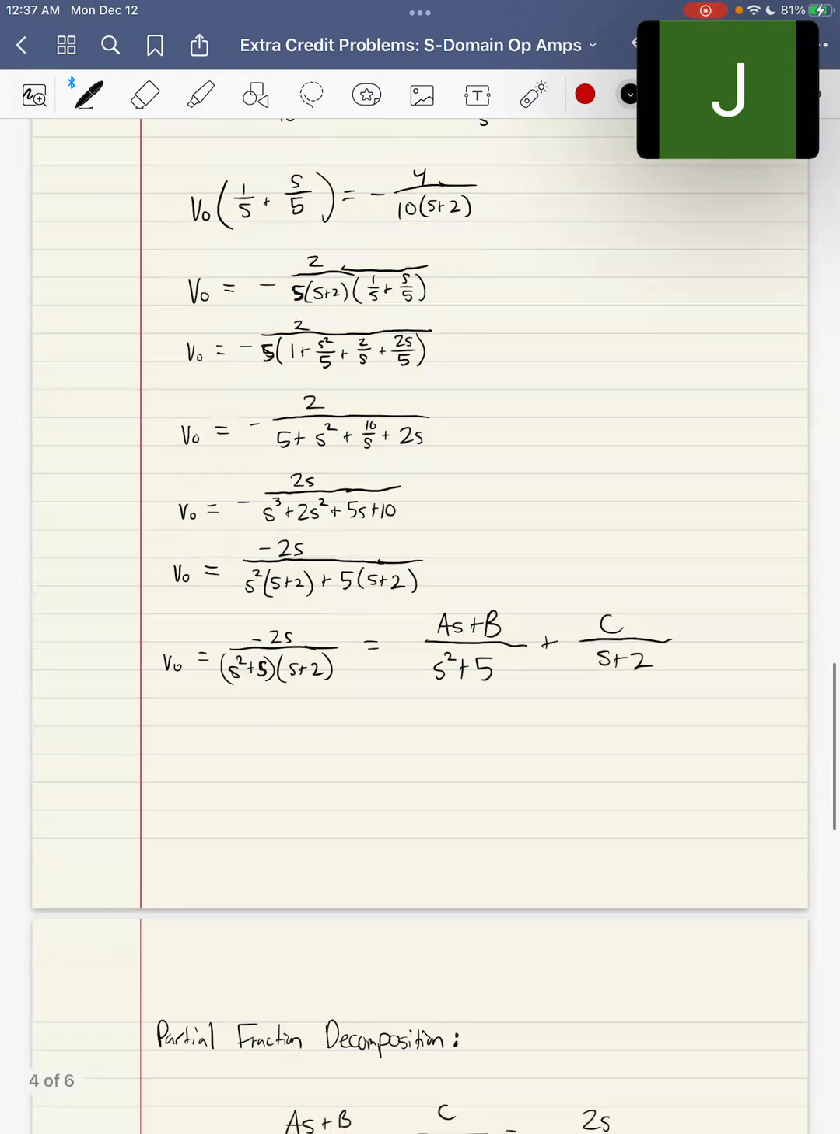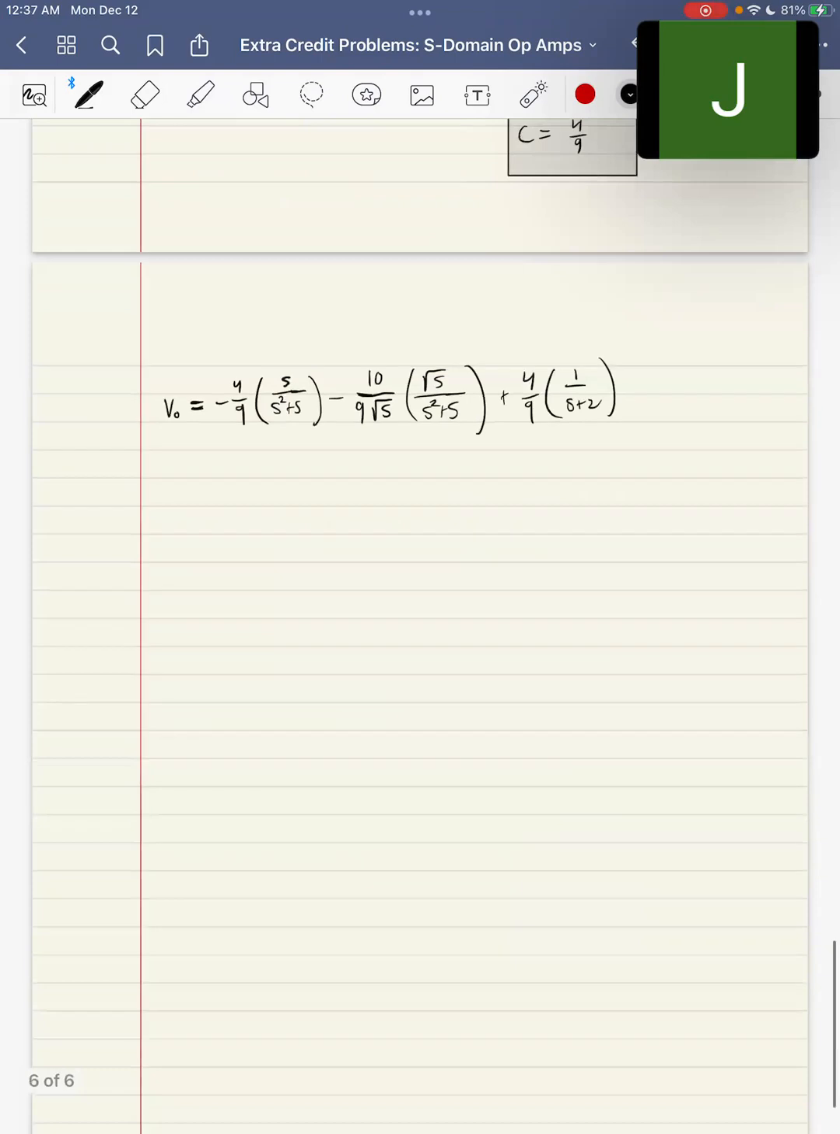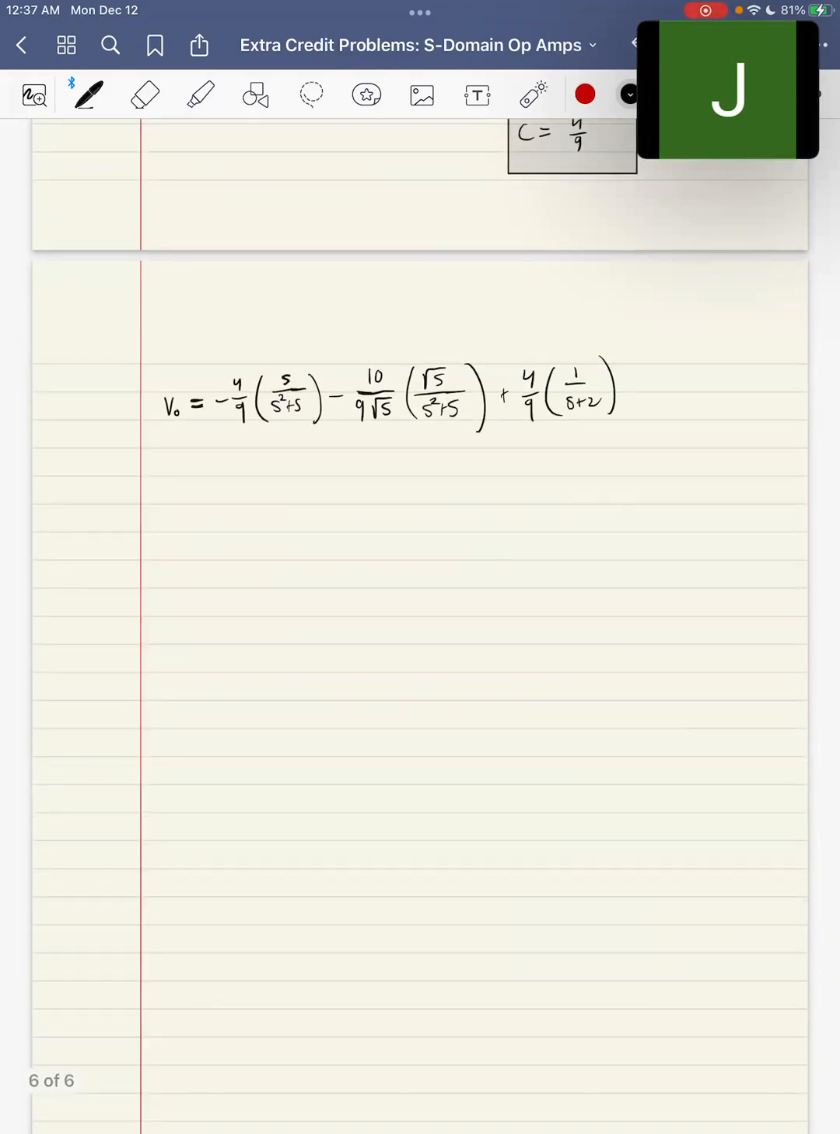This is a little bit of a difficult partial fraction decomposition, so I went ahead and solved it right here. Feel free to pause the video and look over this. But at the end of it, you should find that A is equal to negative 4/9, B equals negative 10/9, and C is equal to 4/9. So you get Vout equals negative 4/9 times S over (S squared plus 5), minus 10 over (9 times square root of 5) times square root of 5 over (S squared plus 5), plus 4/9 times 1 over (S plus 2).